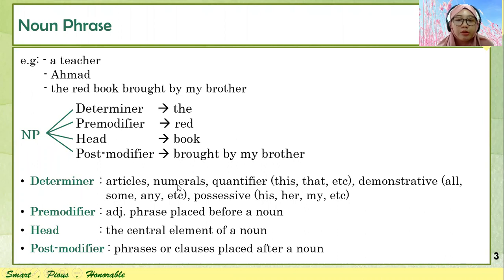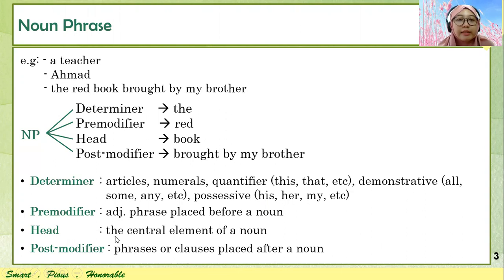A determiner can be in the form of articles, numerals, 1, 2, 3. So it can be 1 book, 2 books, and then quantifiers, this, that, those, etc. Demonstrative, all, some, any. So it can be some books or any book, etc. And possessive determiner, his, her, my, your, etc. And then a pre-modifier is always in the form of an adjective phrase and it is placed before a noun. So red is an adjective phrase too, and it is placed before a noun.